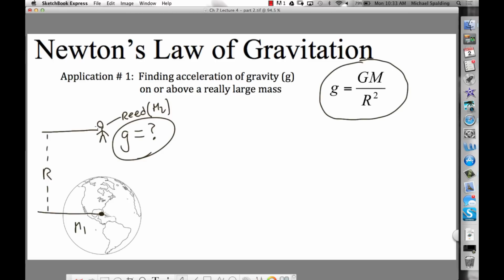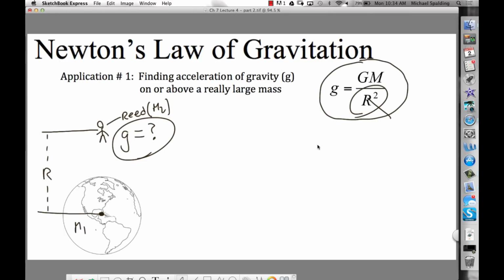It gets smaller exponentially, right? Because R is squared. So for example, what if you double your distance from the center of the Earth? If you double R, what's going to happen to gravity? Times 1/4. What if you triple R? Times 1/9. It's exponential. Okay, so how do we figure out this equation?